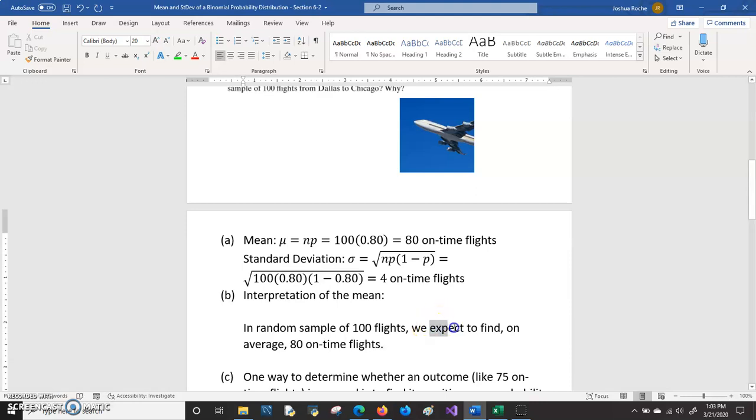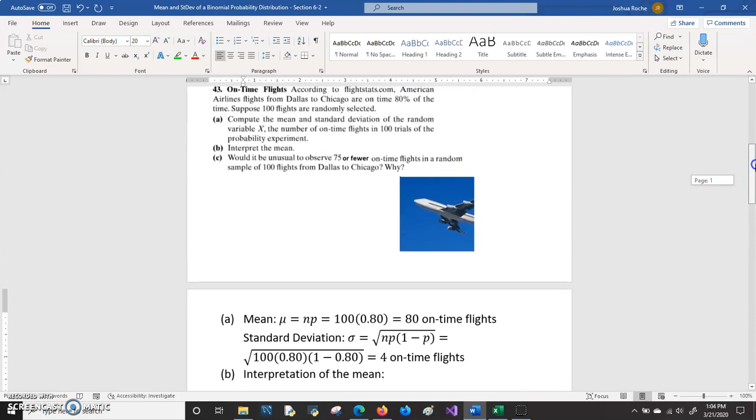And I guess the key here is that word expect, and another important key is just mentioning the sample size, because that mean, the 80, depends on what our sample size is. If our sample size was 200 and you plug it in, it would have been 160. So you want to put it in context and mention how big your sample size is.